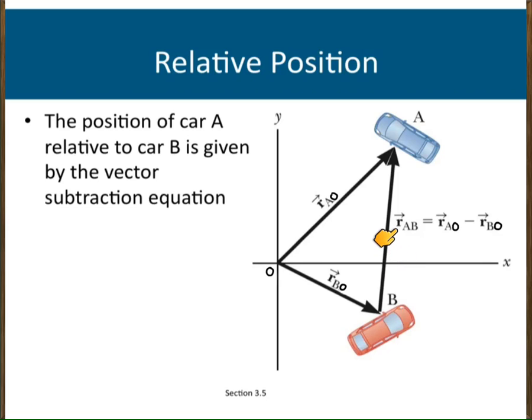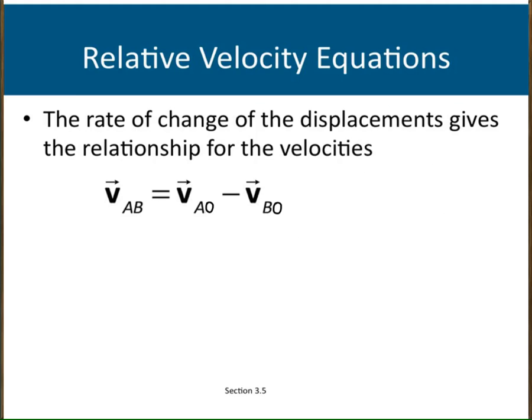Also the position. When you are working with vectors, this is easy because once you define the position of car A and the position of car B with these position vectors, RAO and RBO, then the position of car A with respect to car B is nothing but the difference of these two vectors, okay? This defines the relative position of car A with respect to car B. And similarly, you can get an expression for the velocity of car A with respect to B from the velocity of the two cars with respect to the origin. It will be just a difference of these velocity vectors.